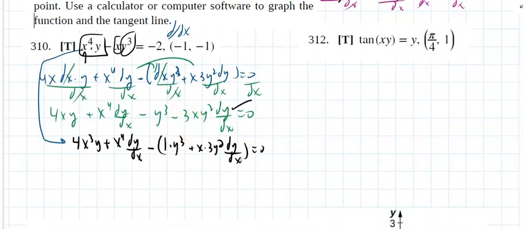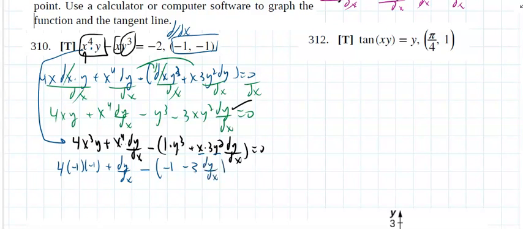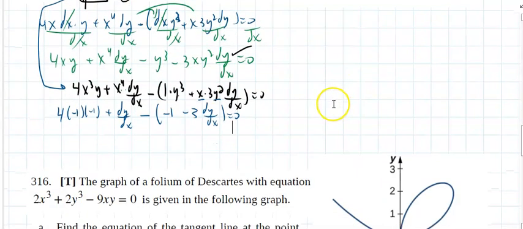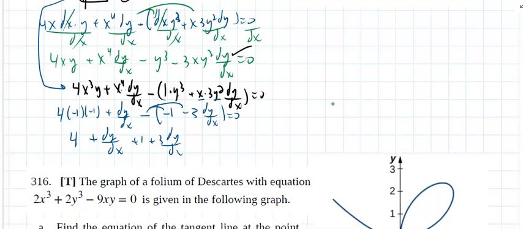Now, we have a value for x and y. x is negative 1, y is negative 1, so that's 4 times negative 1 cubed is negative 4, times y is negative 1, so plus 4, plus x to the fourth. Negative 1 to the fourth is 1, so you need to write it, dy dx, minus a negative 1 times negative 1, this is going to be positive 1, so that's negative 3 dy dx equals 0. So what is the slope of the line? 4 plus dy dx plus 1 plus 3 dy dx equal 0.